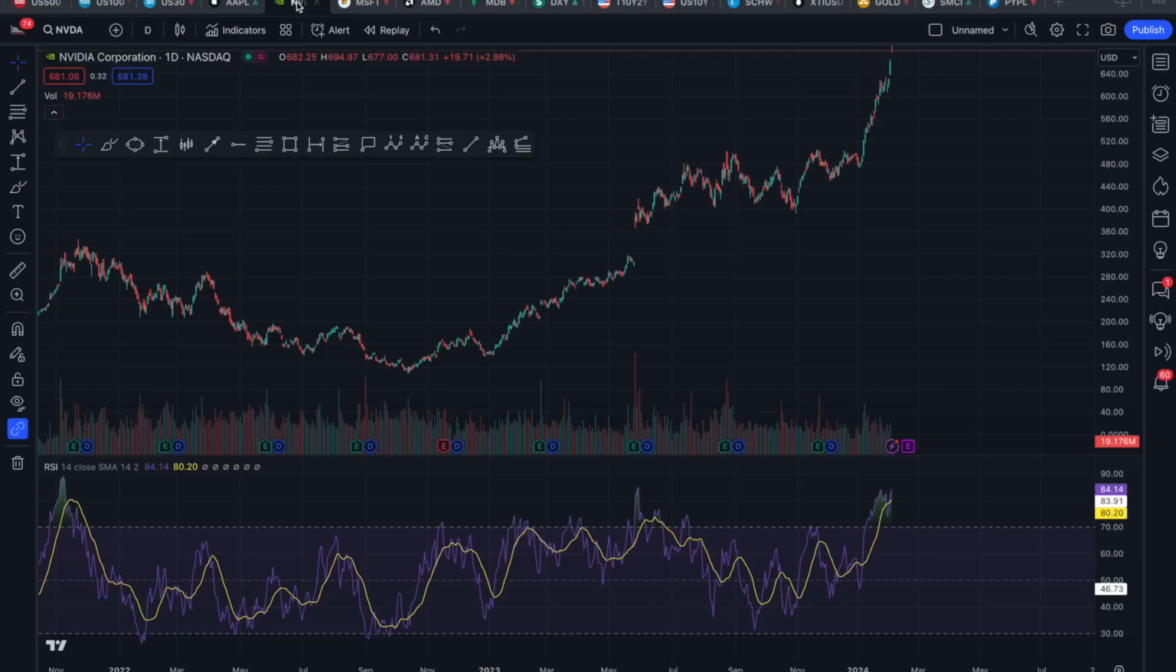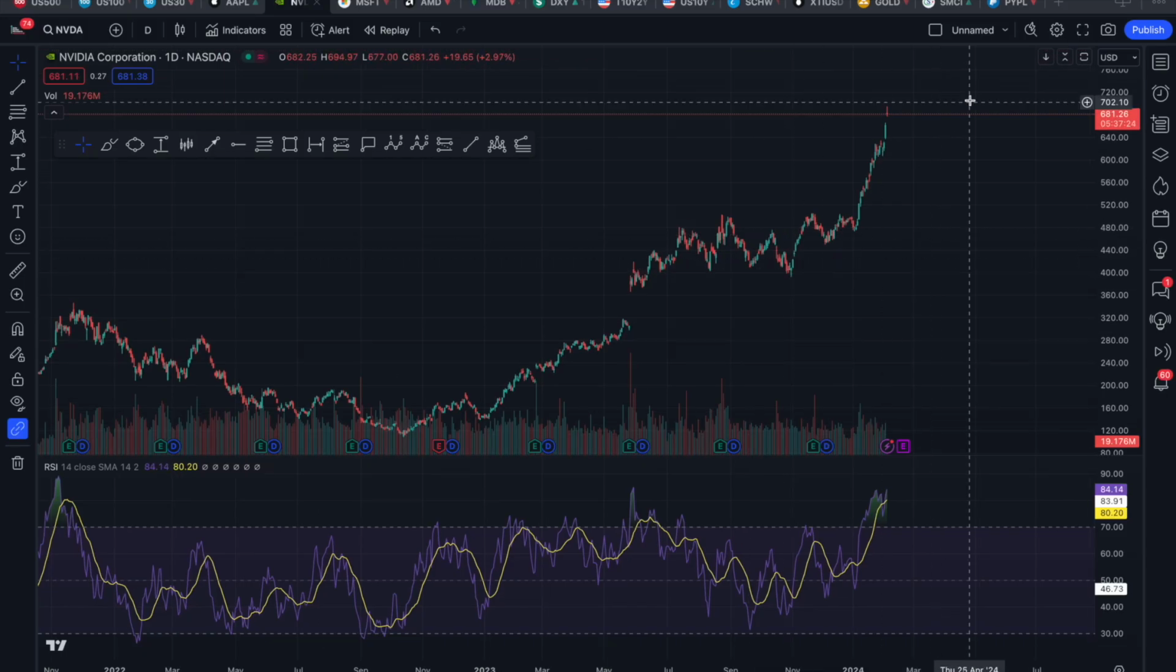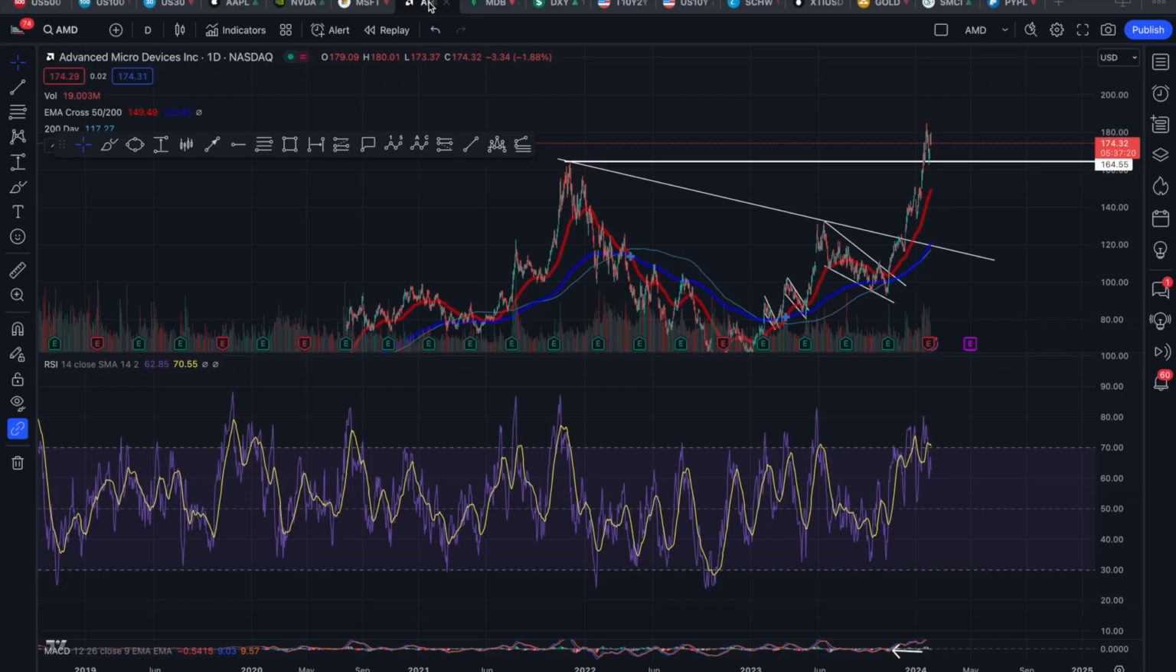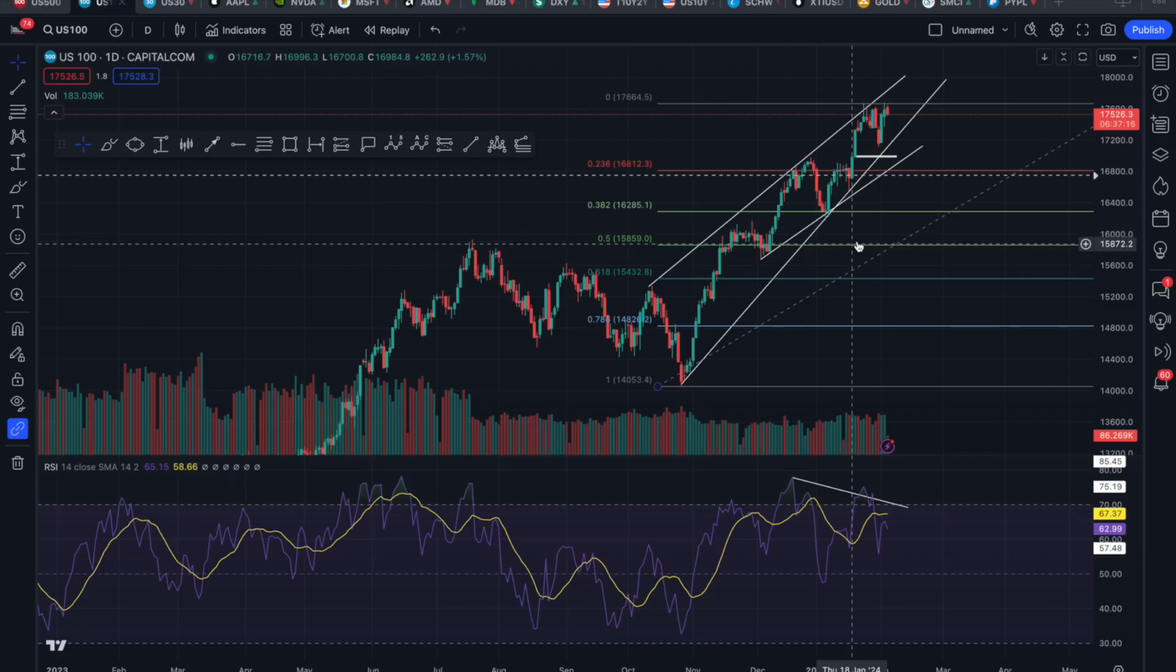We've had stocks like Nvidia, for example. This stock's up 40% just in the past 3 months. Stocks like Microsoft trading at record high, AMD, and I could continue to go on, but just similar to the S&P 500, we need some consolidation here, perhaps down towards the 0.236 fib area, which sits around 16,800.